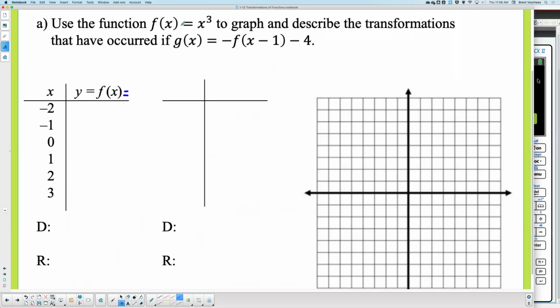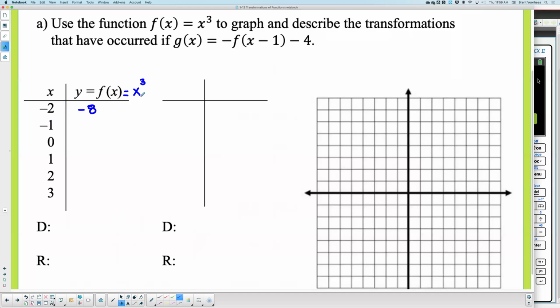Our f of x equation in this case is x cubed. To get our y values, how can we get y values without using our calculator? I'm going to try to use no calculator today as best I can until the very end. You just substitute that value in. So what I'm going to do today is call out the math and you call back out the answer. So in this case, I'm going to say negative 2 cubed. And you'll tell me negative 2 cubed is negative 8.